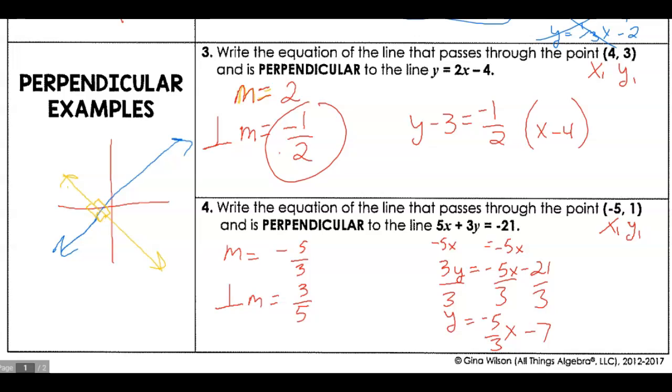So to finish this up, I have y minus 1 equals my perpendicular slope of 3/5 times x plus 5.